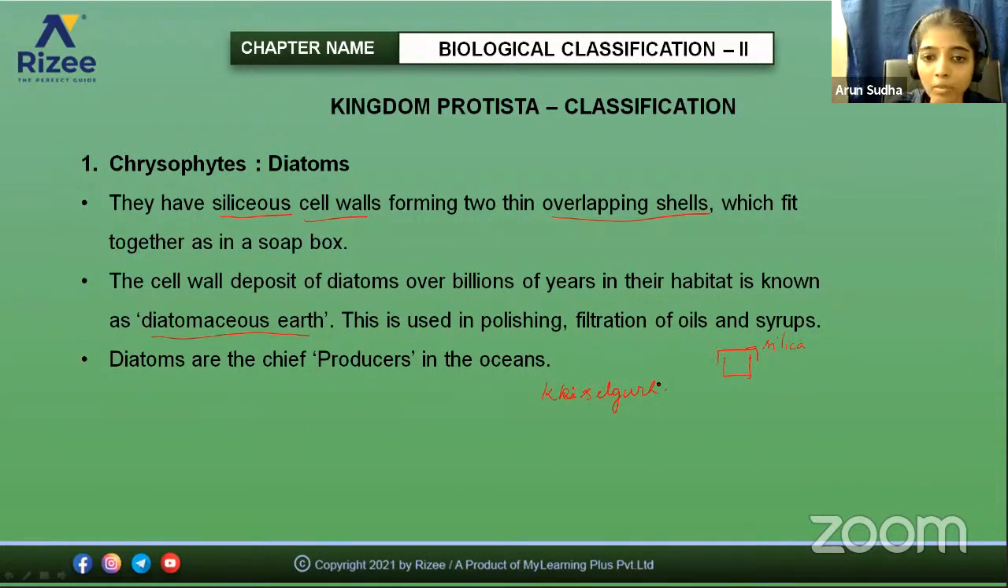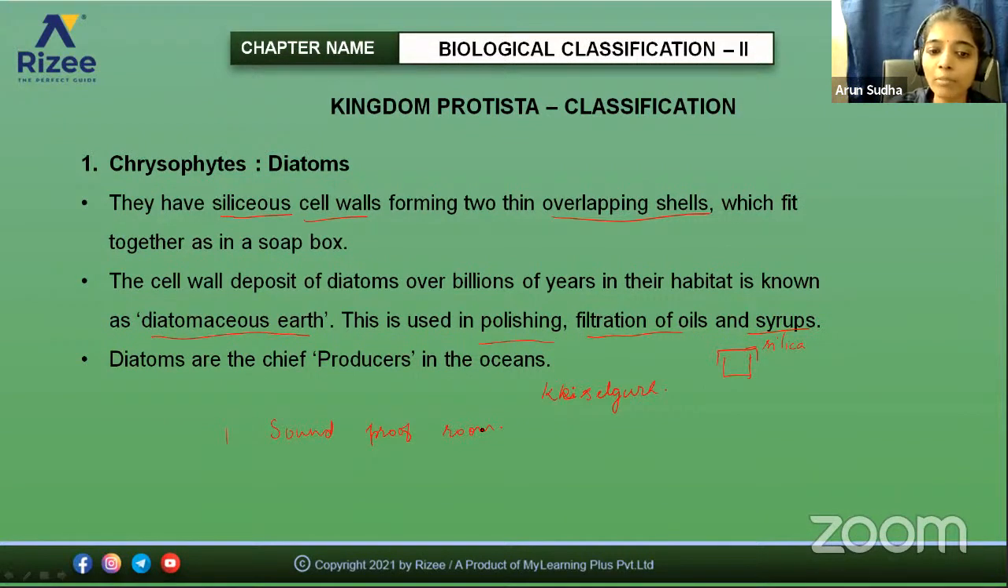It has many roles, like in polishing, in the filtration of oils and syrups, and even in the making of soundproof rooms. This is actually how diatomaceous earth is formed. It is formed due to the deposition of the cell walls of diatoms. Because they are under the water for so many years, they attain a porous nature. This porous nature provides the soundproof effect, or it reflects less sound.